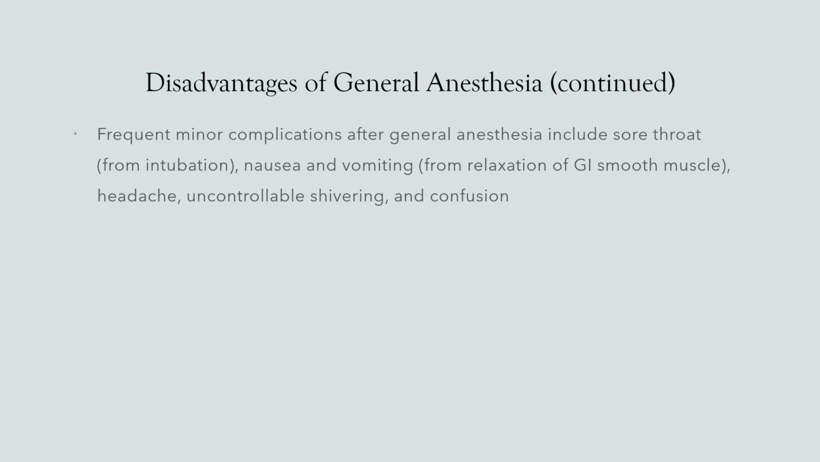Frequent minor complications after general anesthesia will include a sore throat, and this is from the intubation; nausea and vomiting, and this is from the relaxation of the GI smooth muscle, and it's also from the medications that we give you; headache, uncontrollable shivering, and confusion.